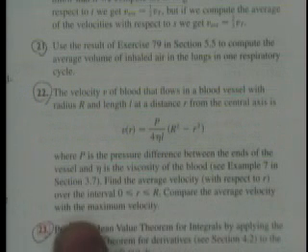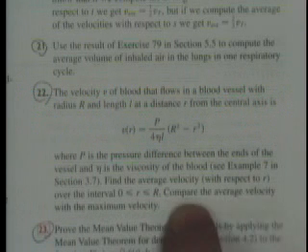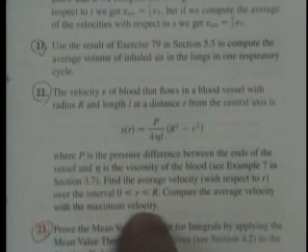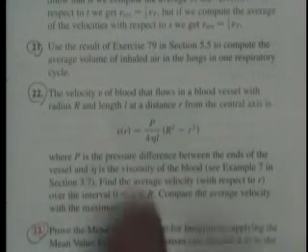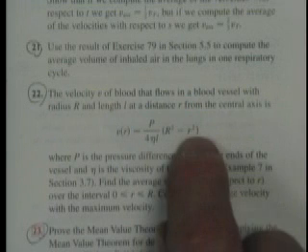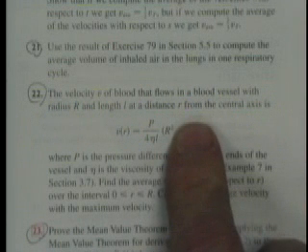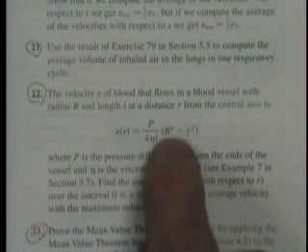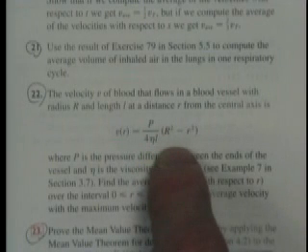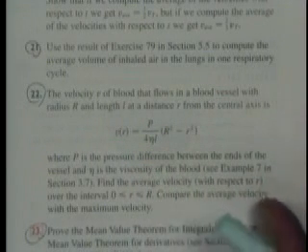Find the average velocity over the interval 0 to R compared to the maximum velocity. The maximum velocity is going to occur when r is 0. So V max is just P capital R squared over 4 eta L. I'll write that one down first.